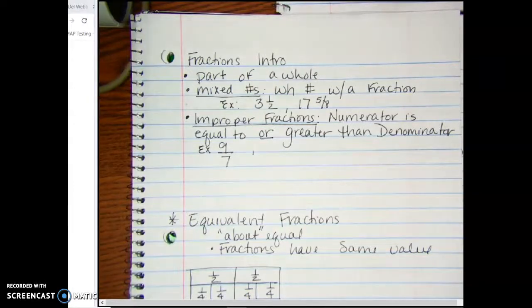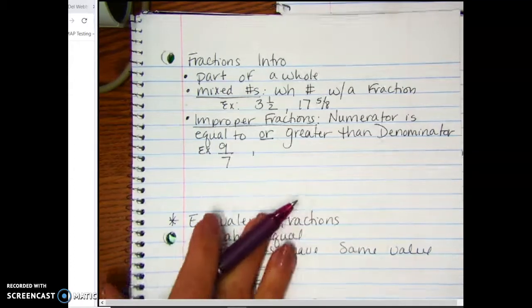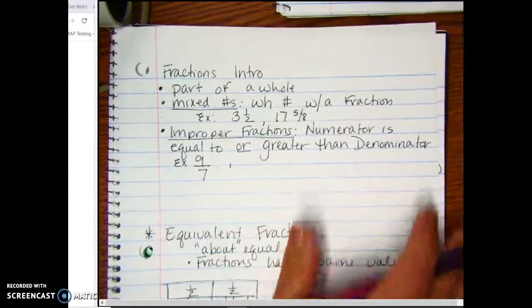So today's lesson is an intro into fractions. It's pretty much a review of what you've done in 5th grade, but we're going to go through it kind of at lightning speed.